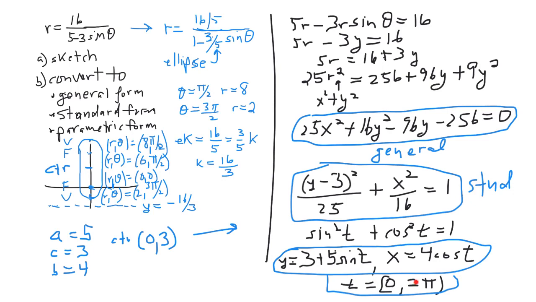But in any event, as I go from 0 to 2 pi, it would have sketched the entire ellipse.